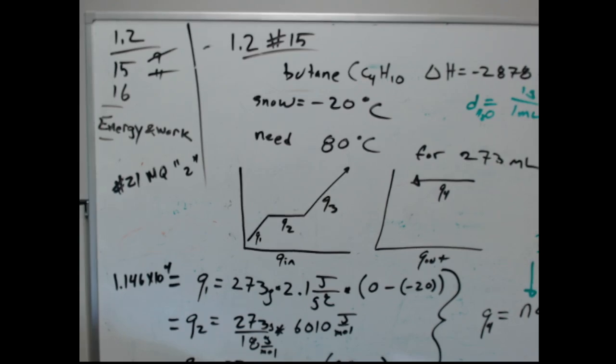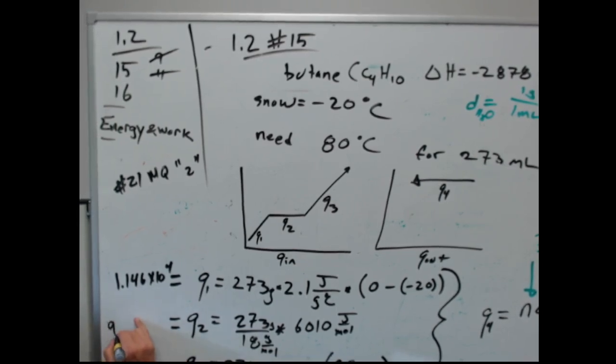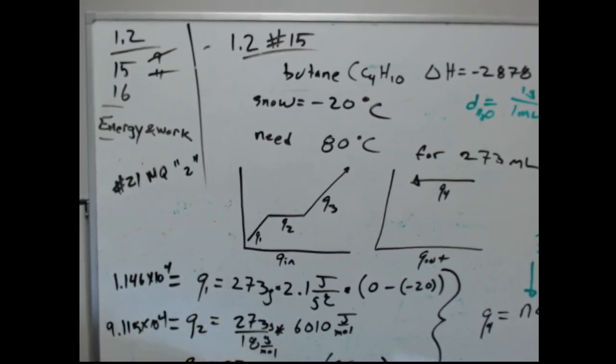273 divided by 18. Sorry, I just saw 273 and it freaked me out because that's also the Celsius to Kelvin conversion. My brain was like, I'm not switching temperatures. Divided by 18 times 6010 is going to get us 9.115 times 10 to the 4. Yeah, I should have done this in kilojoules. It would have been way easier.